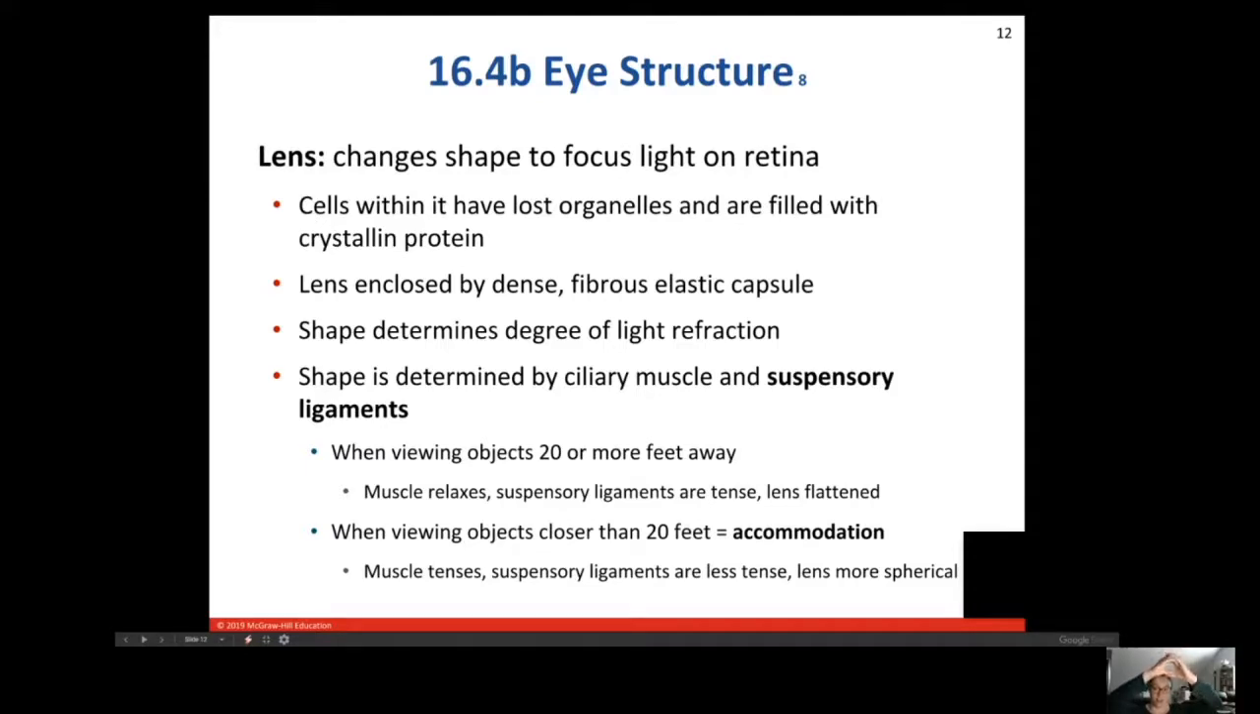It's going to constrict like a sphincter, and so that's going to cause the diameter, the radius of this, to get smaller, and so it's going to loosen up on the suspensory ligaments, and it's going to allow the lens to round up. I always get that confused because I think, oh, when it's constricting, it should be pulling on the suspensory ligaments, but it's actually the opposite of that, because when it constricts, it's like a sphincter, and it constricts down and causes the lumen to get smaller, and therefore it's going to loosen up on those lenses and makes the lens more spherical. This happens when you view objects that are closer than 20 feet, and it's called accommodation.